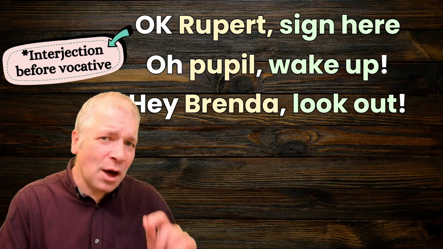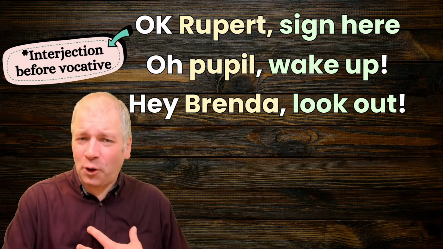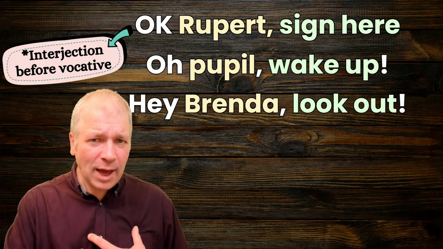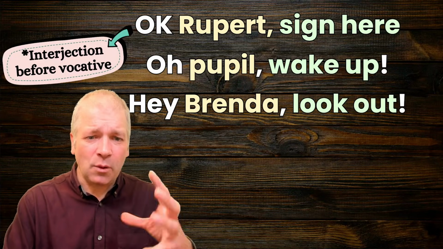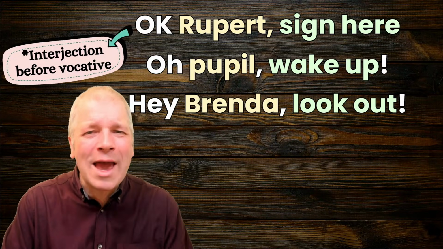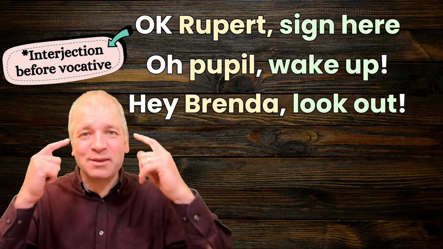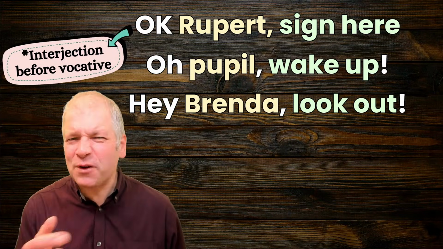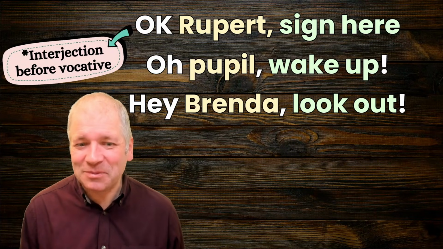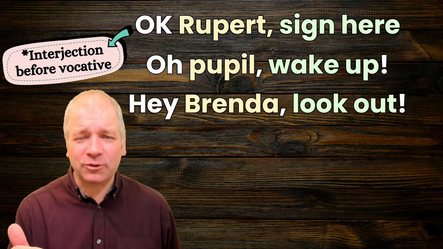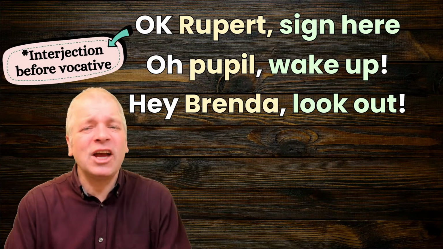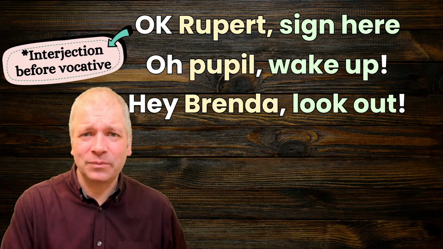We can have another interjection before the vocative as well. Not just Rupert, sign here. We could say, OK, Rupert, sign here. So OK is the interjection. Or, oh, pupil, wake up. I might say this in my mind in a classroom if I feel a pupil or student is being sleepy. I won't actually say it. Or, hey Brenda, look out, if you can see something flying towards Brenda. Hey is an interjection just to get her attention.